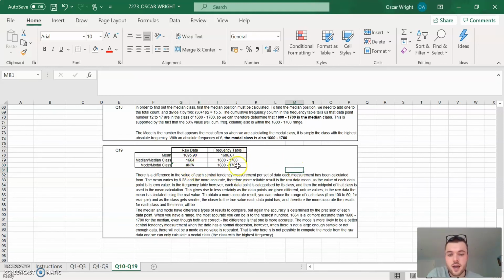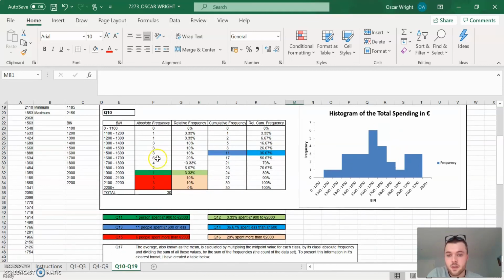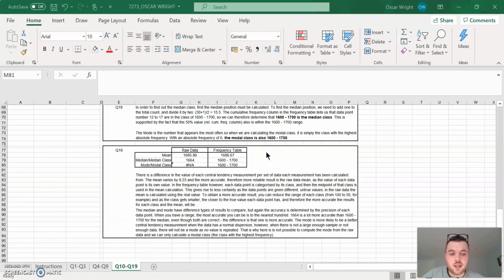For the frequency table, we can at least deduce a modal class, as it's the class that has the highest frequency. As we determined before, that was 1600 to 1700, because it has the absolute frequency of 6, which is the highest frequency.